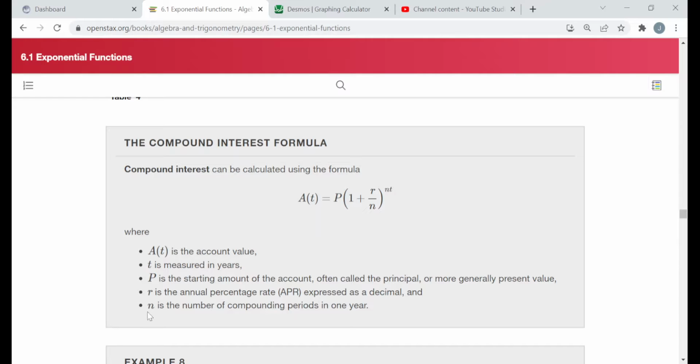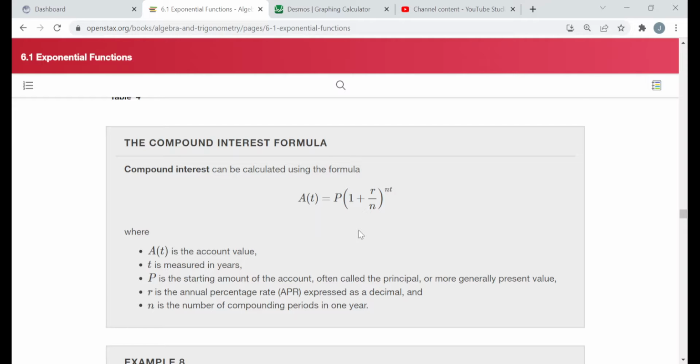And finally, n is the number of compounding periods in 1 year. That means how many times in a year interest is added to the account. Is it once a year, twice a year, 6 times a year, 12 times a year, 365 times a year, whatever. So I'm going to be writing this out for pretty much every single problem. We're going to fill in values for maybe P or r or n or t and figure some things out.